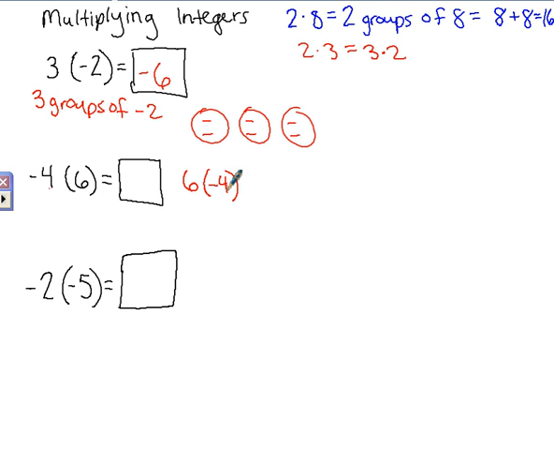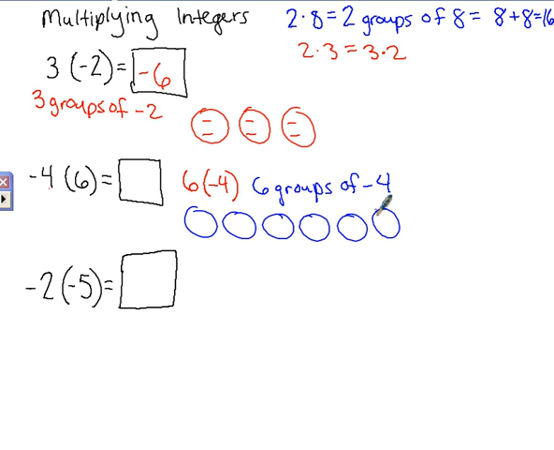And now I can look at that and say, okay, I can see 6 groups of negative 4. So I have my 1, 2, 3, 4, 5, 6 groups, and in each group there are 4 negatives. You could draw each individual negative sign out if you wanted to, like before.